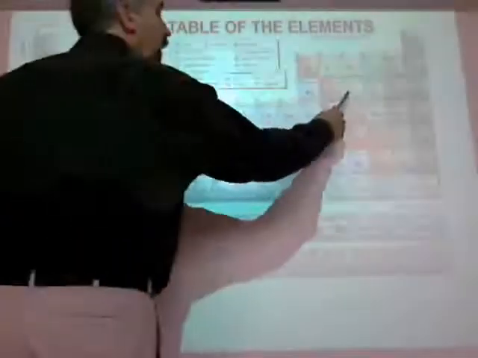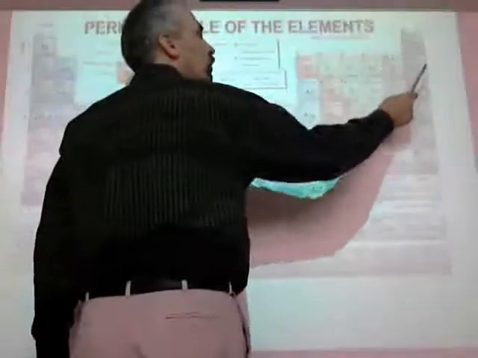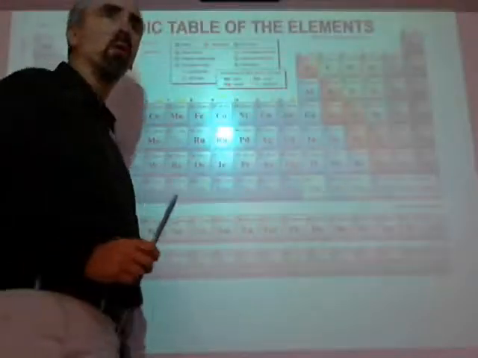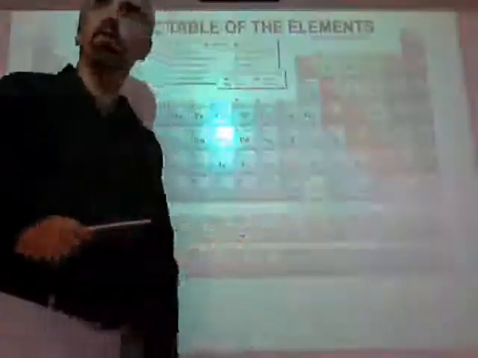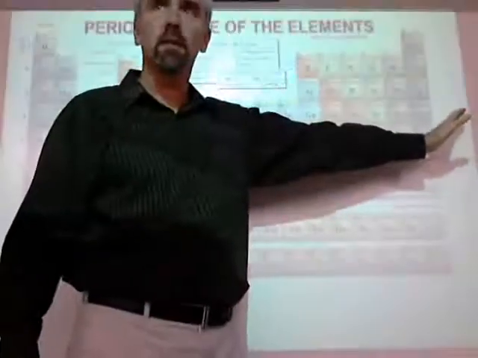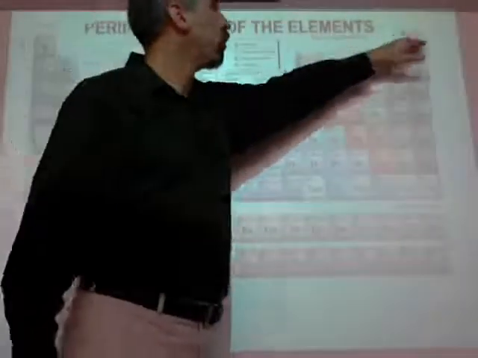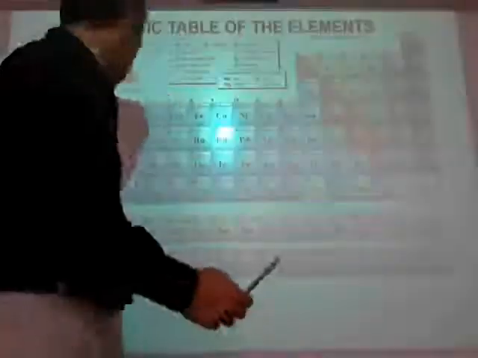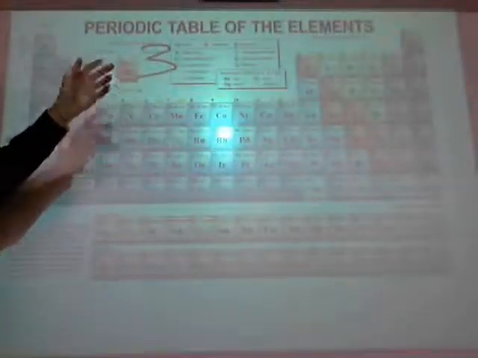The last thing I would write for phosphorus: 1, 2, third row down, right? Third row down, 1, 2, third one over. And what block is it in? P. So third row down, 3. That's the first number. The first number that's written is the energy level.